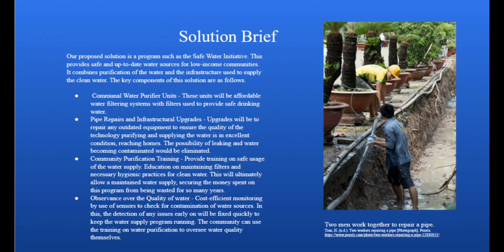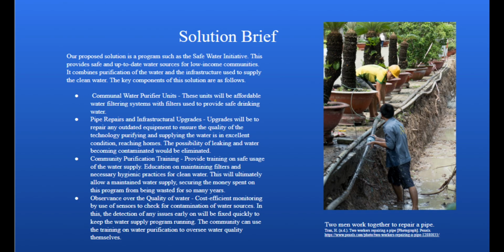The communal water purifier units. These will be affordable water filtration units that provide safe drinking water. The pipe repair and infrastructural upgrades. There will be upgrades to repair any outdated equipment to ensure the quality of technology purifying and supplying the water is in excellent condition reaching homes. The possibility of leaking water becoming contaminated would be eliminated. The community purification training provides training on safe usage of the water supply, education on maintaining filters and necessary hygienic practices for clean water. This will ultimately allow for a maintained water supply, securing the money spent on this program so it is not wasted for many years.